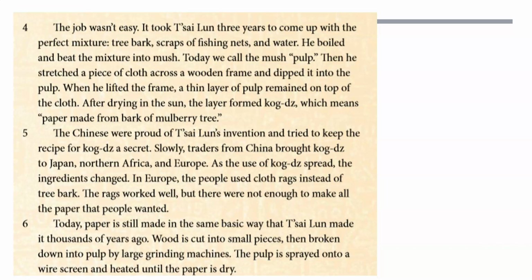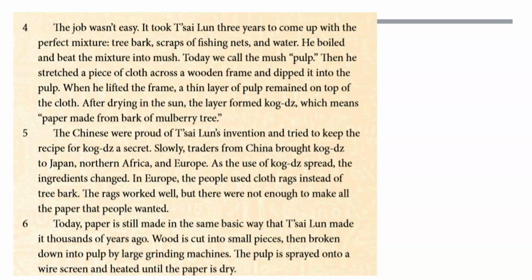Slowly, traders from China brought paper to Japan, Northern Africa, and Europe. As the use of paper spread, the ingredients changed. In Europe, the people used cloth rags instead of tree bark. The rags worked well, but there was not enough to make all the paper that people wanted. Today, paper is still made in the same basic way that Cai Lun made it thousands of years ago.